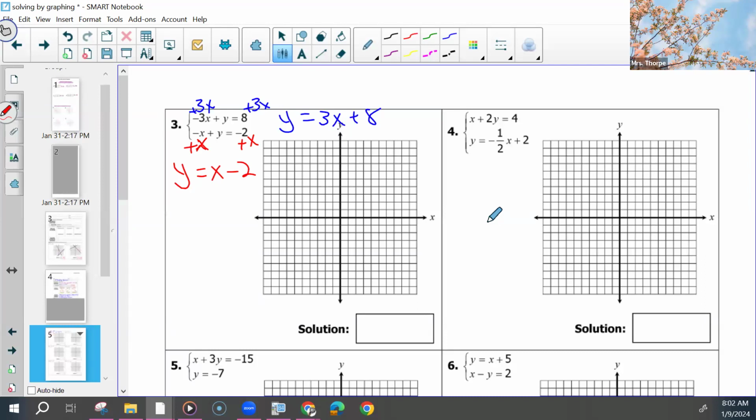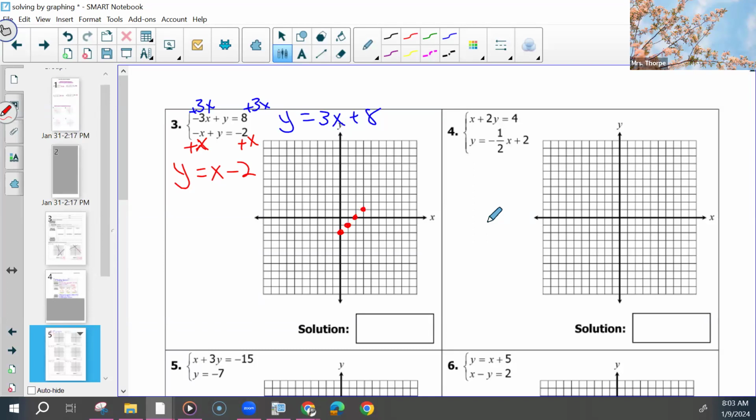Without graphing, this is gonna have what type of solution, or how many? One. No solution would be if they have the same slope, they're parallel. Infinitely many would be if they're exactly the same. So this is gonna have one, we just have to figure out what that one is. So let's graph these both. I'm graphing the red one first: y = x - 2.